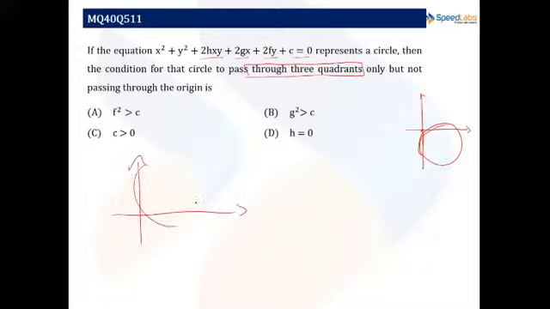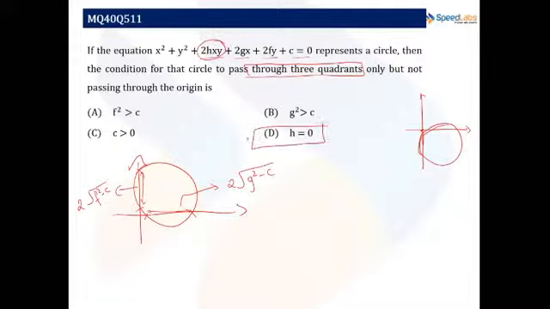Now if we are having a circle and it is making some intercepts on x-axis, y-axis, let's say this is its intercept on x-axis, this is the intercept on the y-axis. So the length of intercept on x-axis is 2 under the root g square minus c. Length of intercept on y-axis is 2 under root f square minus c. Here we can see there is no term in the circle which consists of the term xy, so h should be equals to 0. So definitely D is our answer.